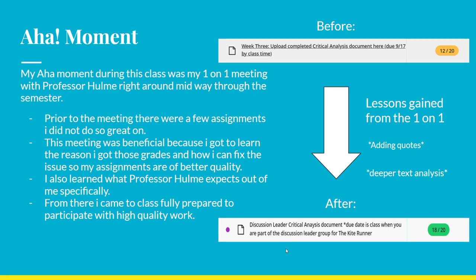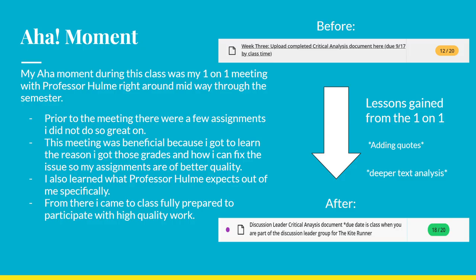Last is my aha moment. My aha moment was my one-on-one with Professor Hume right around midterms. Prior to the meeting, there were a few assignments I didn't do great on. I was very unhappy with my grade. But when we sat down, we talked. I found out the reasons for those grades, and how I can accomplish better grades in the future. So I used that as my motivation and what I learned to apply myself this second half of the semester.